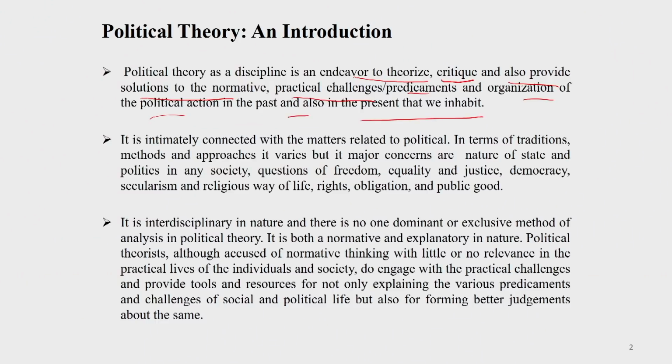Now, political theory is also intimately connected with matters related to the political. That is, political theory deals with matters that are related to the political, and the political in itself is a very challenging, complex and multi-layered phenomenon. It transcends the limits of time and space. So, when we talk about the political, we cannot reduce it merely to the state or to its institution or administration or constitution.